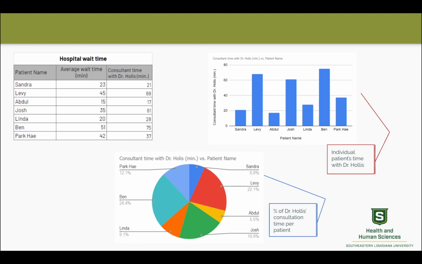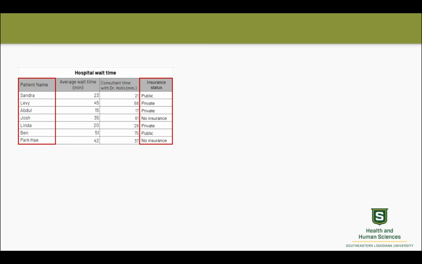So this does a really good job of using a pie chart in terms of calculating the proportion of Dr. Hollis's time that's going into patients, while the bar chart does a really good job in looking at individual patients' time that they are spending with Dr. Hollis.